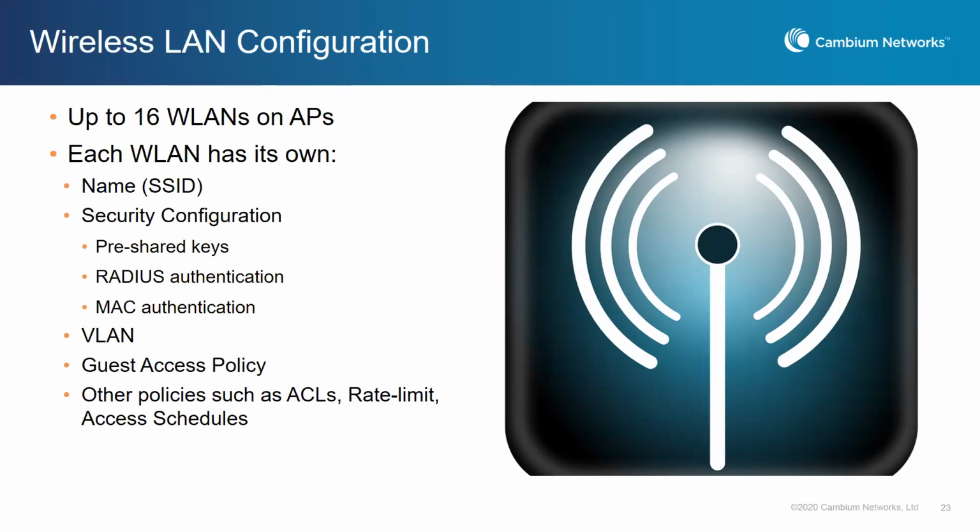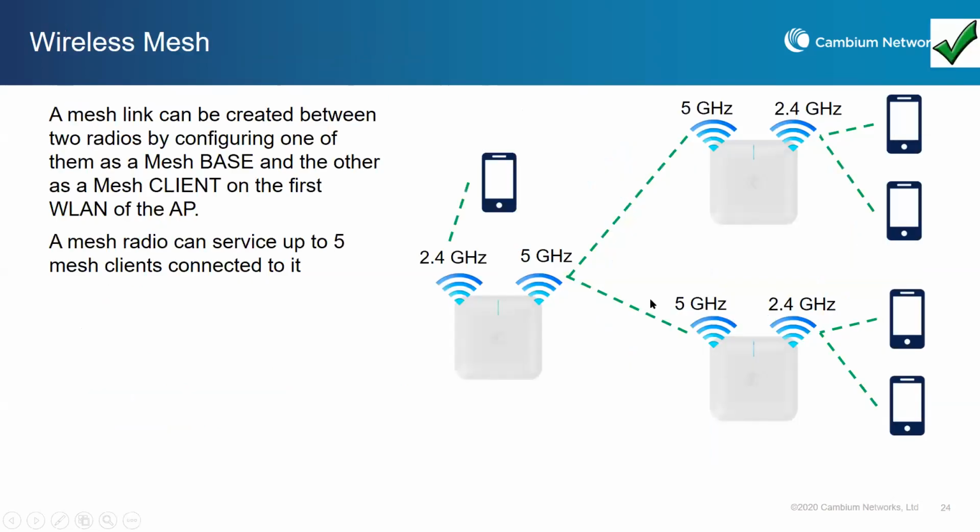The ACL ensures that if a packet does not match any configured rules, then the packet is dropped. It's also important to know that you can apply ACL at the wireless LAN SSID level or at the Ethernet interface level. All Cambium products are capable of providing a mesh network service. One radio can be set up as a mesh base, and up to 5 other radios, known as mesh clients, can be connected to it.